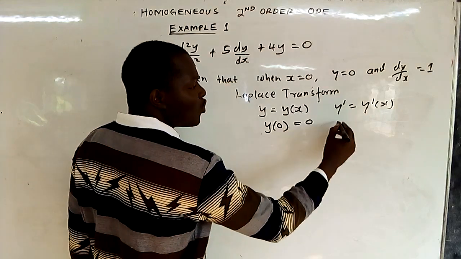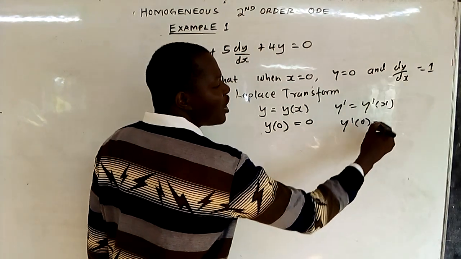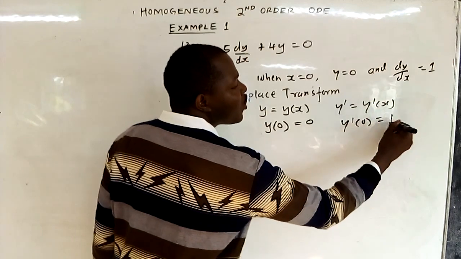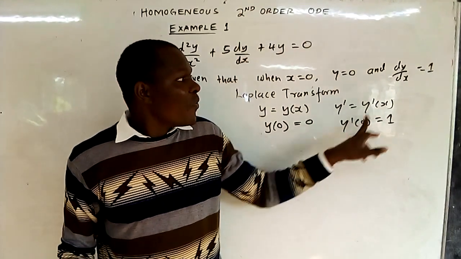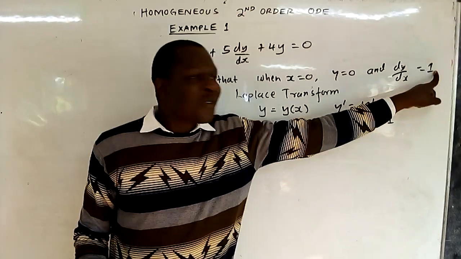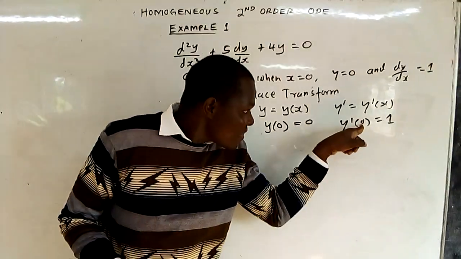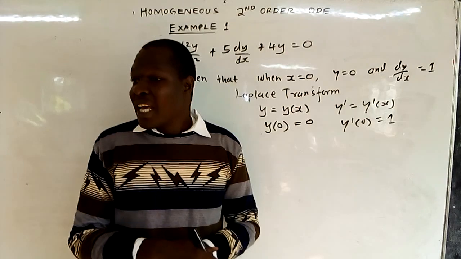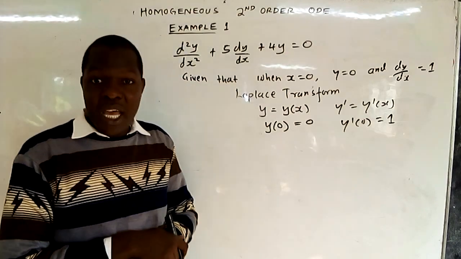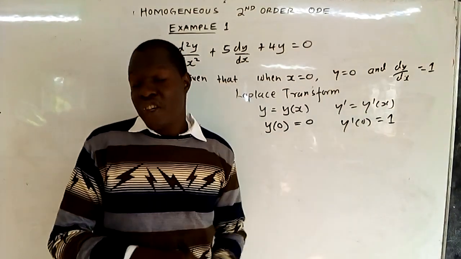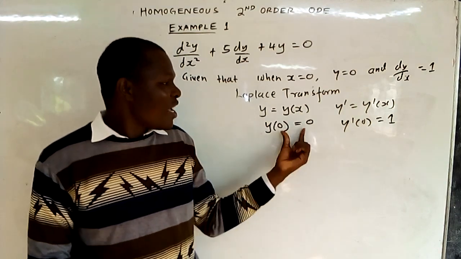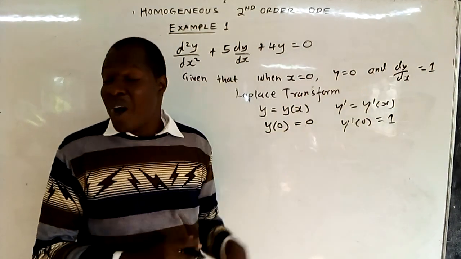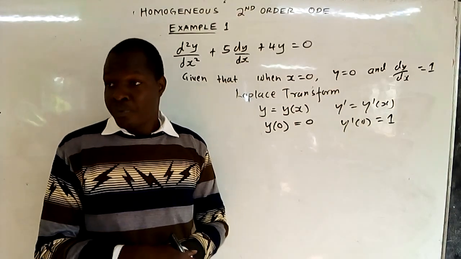So they will write it to you as y prime of 0 equals 1, meaning they are telling you that when x is 0, the derivative of y is 1. So I'm showing you another way of denoting these initial or boundary conditions. Are you seeing that? This is another way of denoting these initial or boundary conditions.